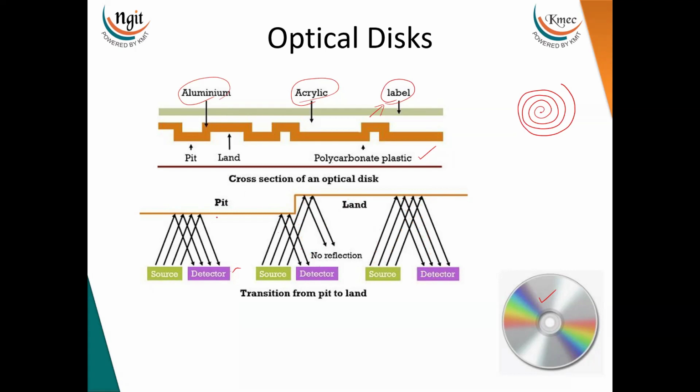Now what is the meaning? Now this is the pit. Whenever there is a change from land to pit, there the one will be. If the dark spot is received, that is called logic one. So low to high again gives a dark spot received by the detector. So again here also one, and here also one. Wherever there is a change from pit to land and land to pit, at that time a one will be received.